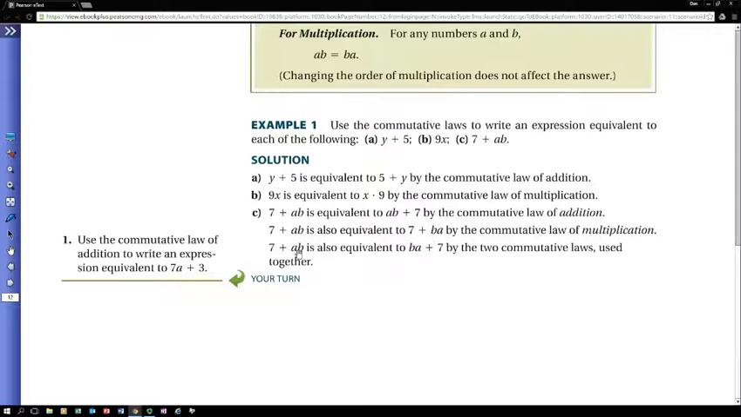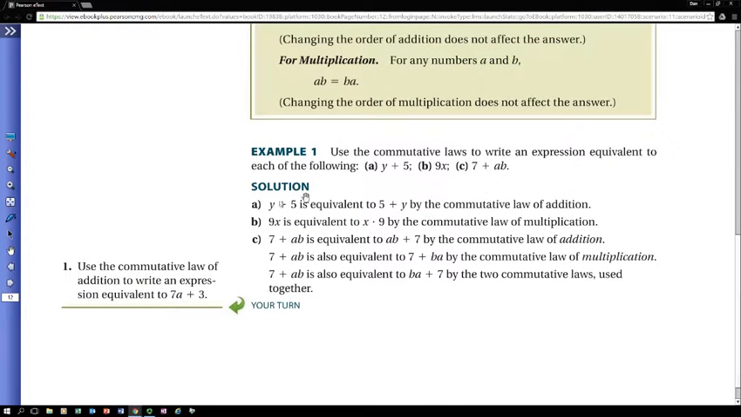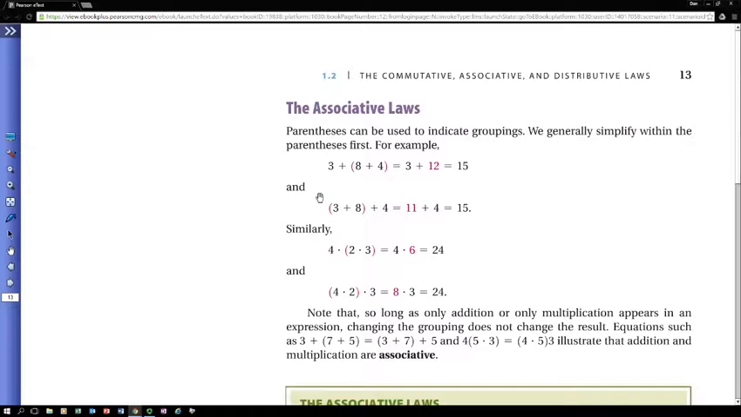And if they wanted to use both, I'd change the order of the addition. I'd have the multiplication come first, and the 7 is the second part of the addition. And then I'd also change the order of the multiplication and change that to ba. So really, when we get into the homework and those kinds of things or quizzes, make sure you read what they want you to do and only do it specifically on the operation that they're talking about.